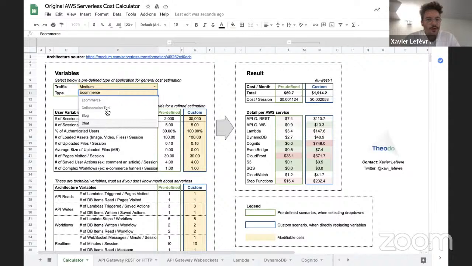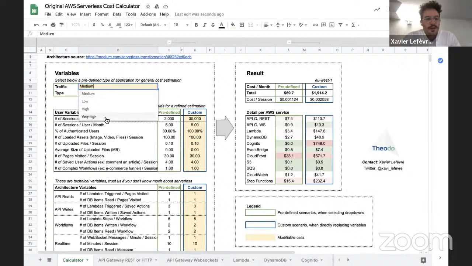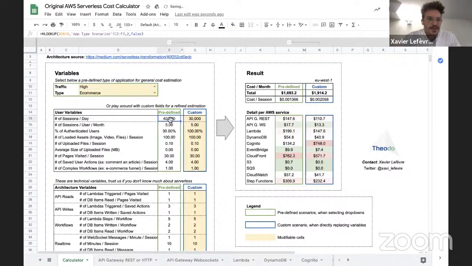For the moment, we have four different types of applications: e-commerce, collaboration tool. So collaboration tool, by that we mean that it's like a tool you use internally, and many collaborators are going to update it in both ways. So it happens quite a lot. A blog and a chat. And then the traffic can be from medium to very high. So high is going to be 40,000 sessions per day, and very high is, no, it's not in order. And very high is going to be a million sessions per day, which is super high, which is cool. Here it starts to be expensive, of course.